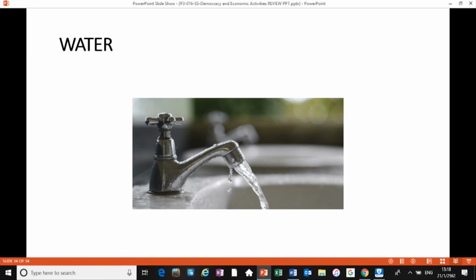And the final one, water. Who uses water? Everybody. How often do you use water? Every week? Every month? Once a year? Every day. Yes, we need water, clean water every day. And we get it from the government. Any questions, guys? No. Okay, well done.